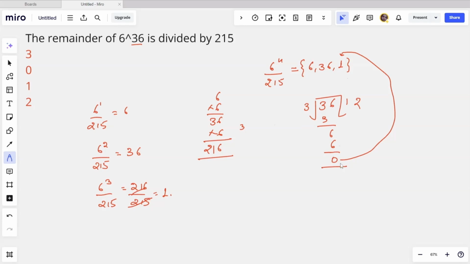And as we know, remainder cannot be greater than the divisor. Okay. So in the options, option 1 is the correct option. Okay. So it means the third option is the correct option.